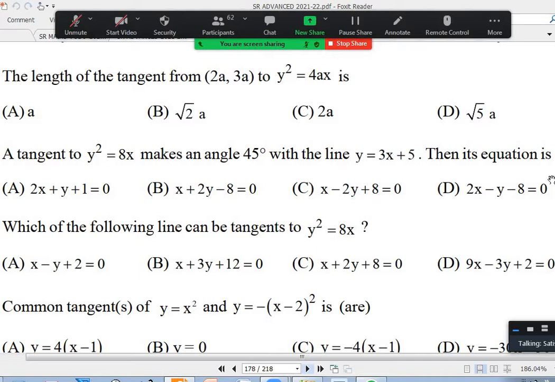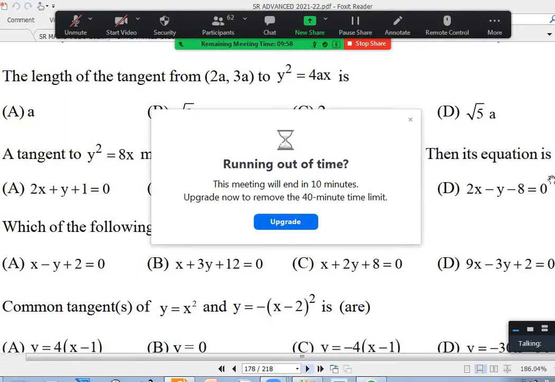For the second line, x plus 3y plus 12: 2 into 3 whole square equal to 1 into 12. That's not right. x plus 2y plus 8: 2 into 2 whole square equal to 1 into 8. That's right. And 9x minus 3y plus 2 equal to 0: 2 into minus 3 whole square equal to 9 into 2 is also right.